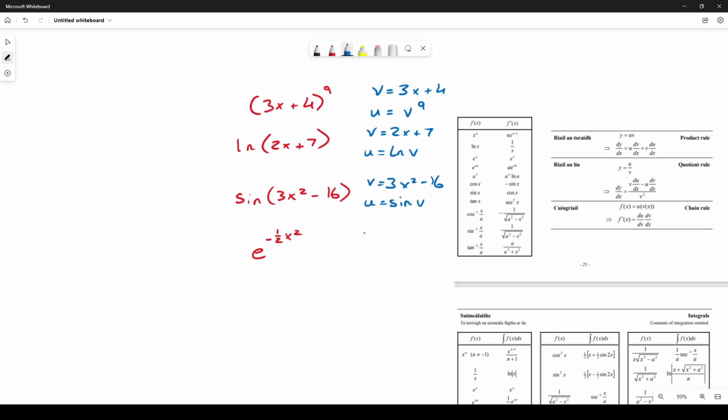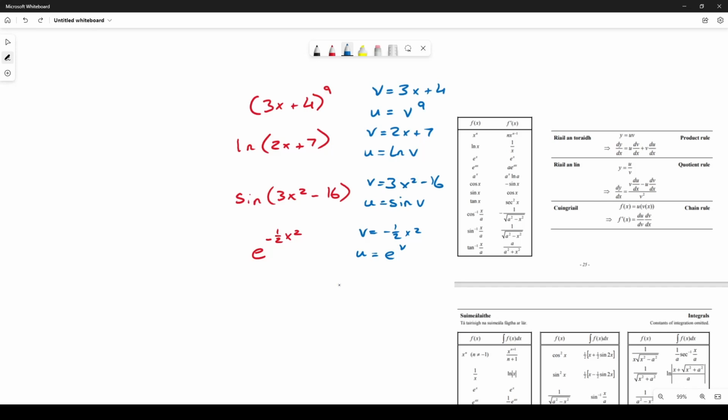But you get the gist of it. And then v is equal to minus a half x squared. U is equal to e to the power of v. Alright, and then the idea in the chain rule is you multiply du dv by dv dx to get your answer. You'll notice that dv dx is what happens when you differentiate the first one, because you have v on it to the left and x is in it, so that would give you dv dx.